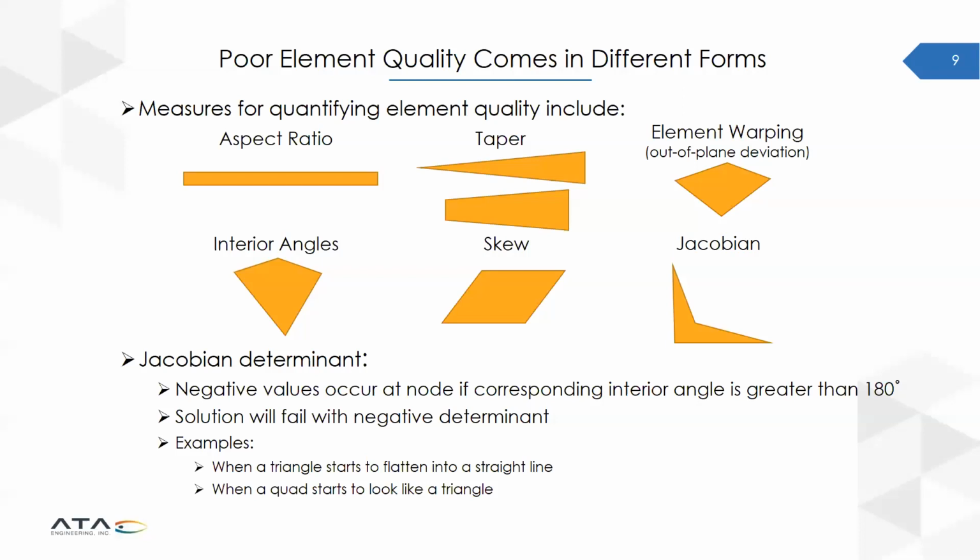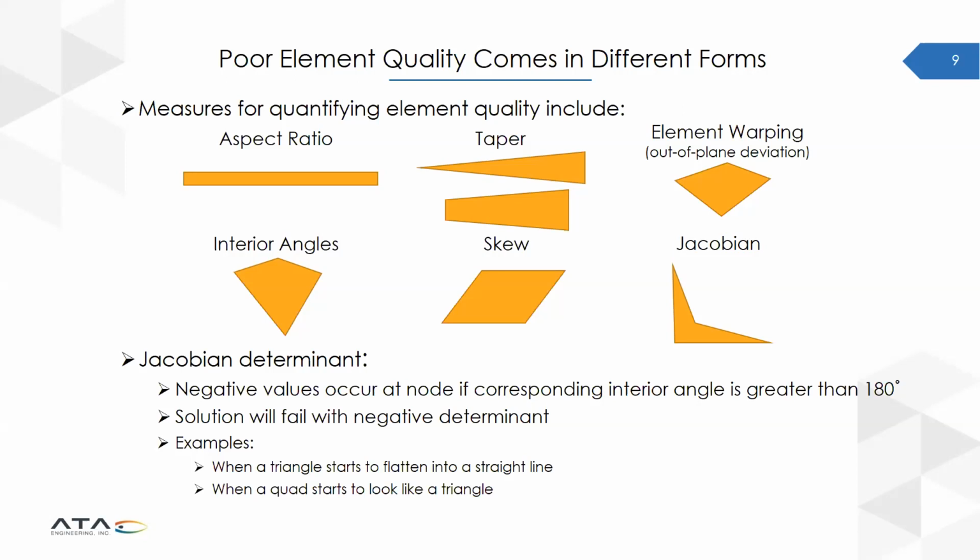So element quality can be quantified in a number of different ways, a handful of which are shown below, which can be aspect ratio, which makes your elements kind of long and stringy. Taper, which kind of does the same thing, but it skews one side to kind of turn your elements into a parabolic shape. You can also have element warping, which is kind of hard to tell on this screen, but this refers to out of plane deviation. So if you have a 2D quadrilateral element, this happens when you start to kind of pull one node out of a plane.